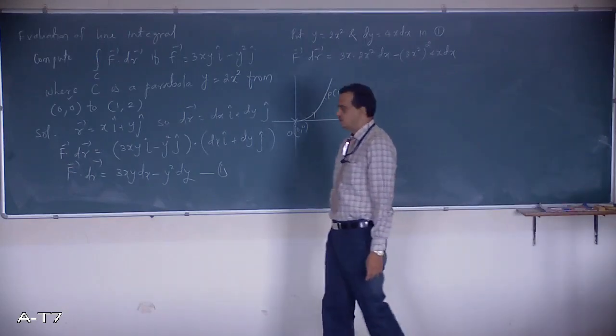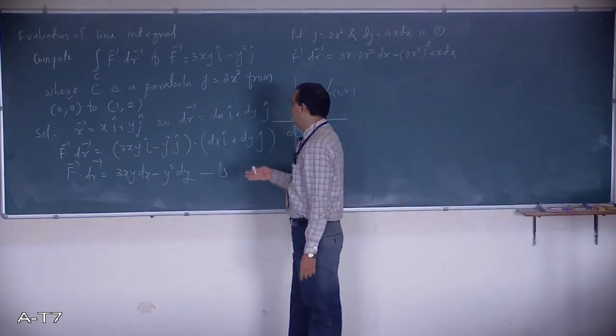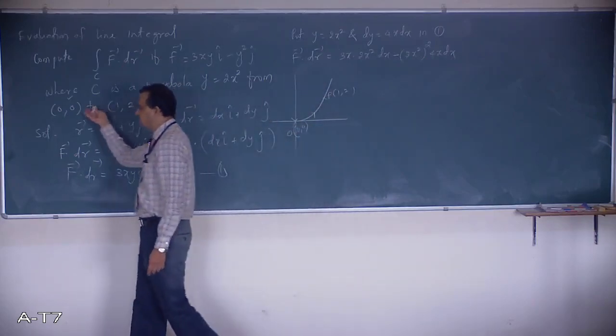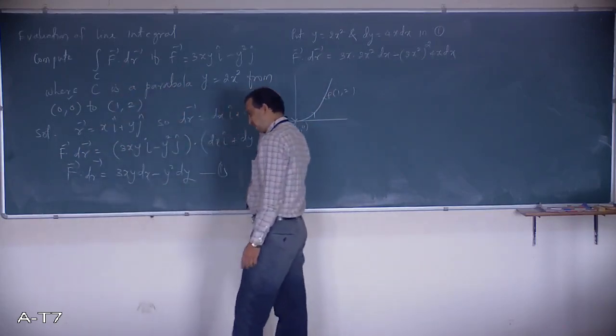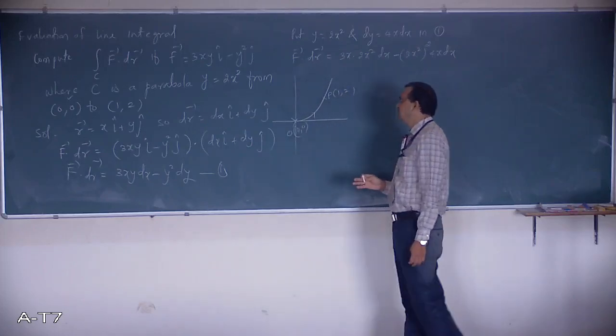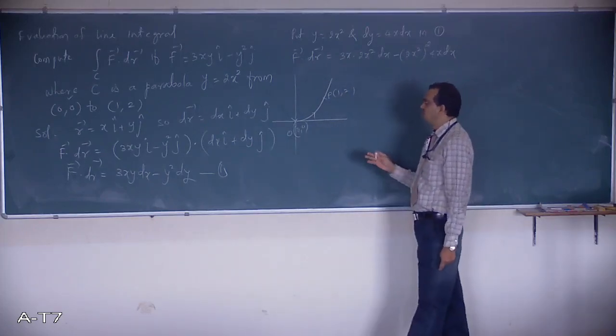Clear? So parabola is drawn only in the first quadrant, and you can see this point is also in the first quadrant. So there is no need to think about anything else, only that part is enough. So this line OP is our line along which you have to evaluate.